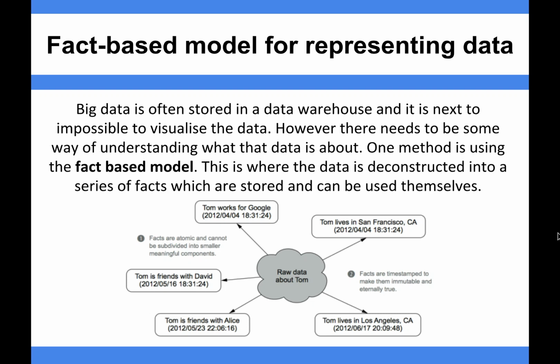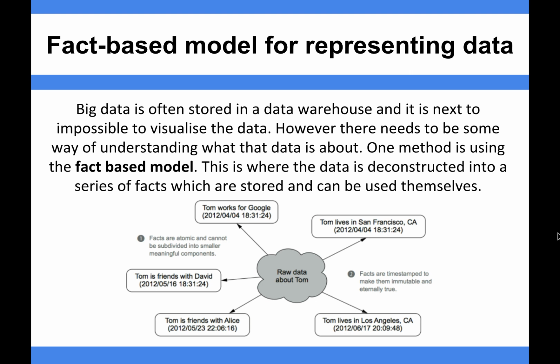Right, big data is often stored in a huge data warehouse. And if you think this data warehouse is just a mass of servers and hard drives storing this data, it's often difficult or impossible to visualize the data. So visualize data in terms of visualizing what the data is about. It's just a huge amount of data.